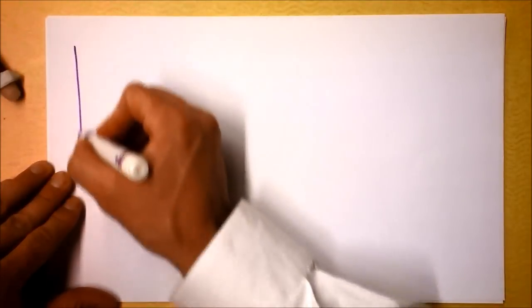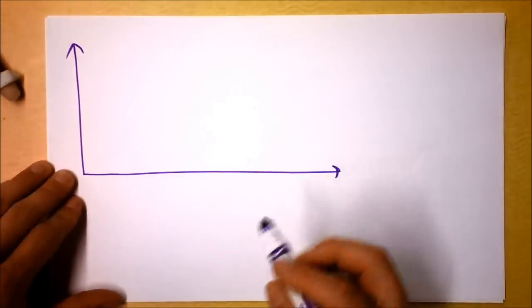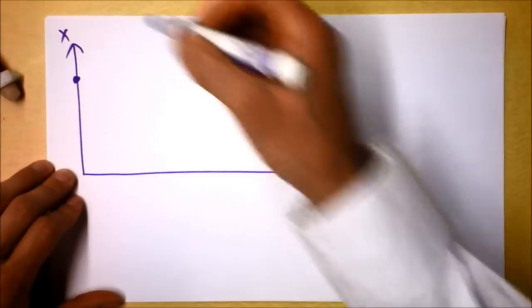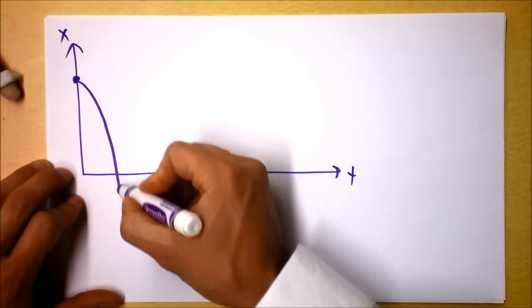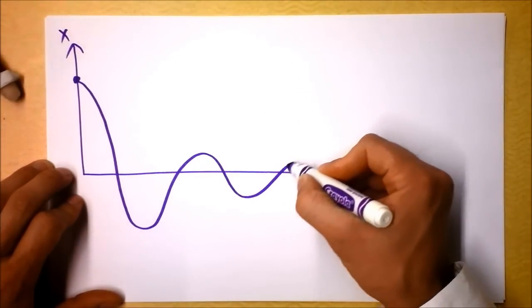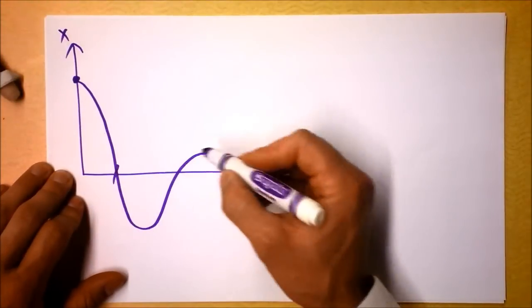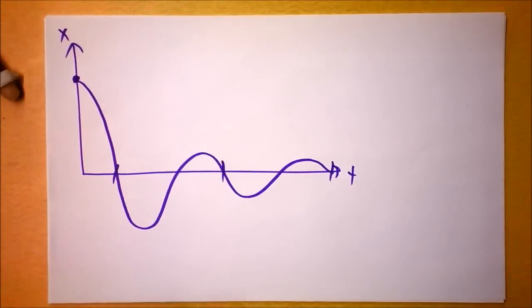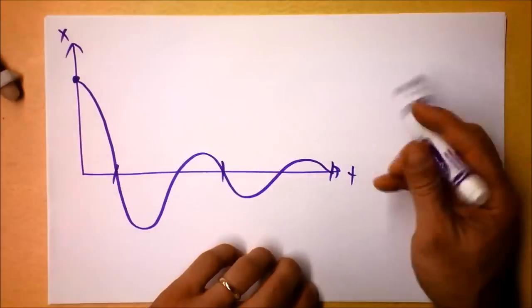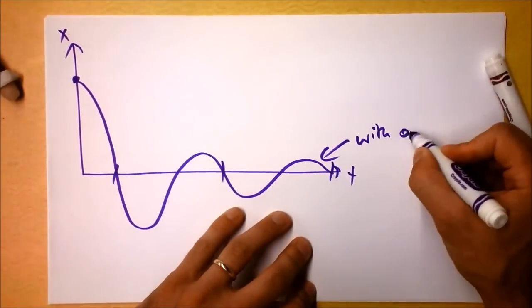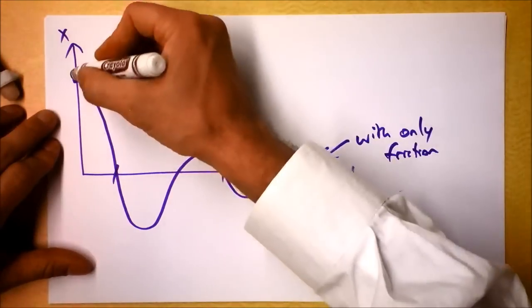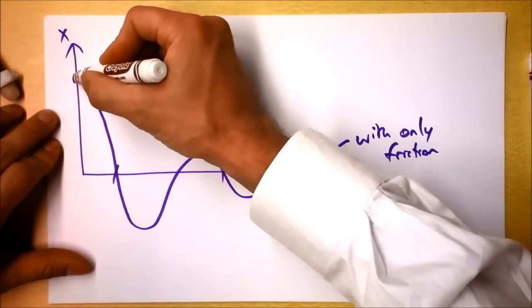If we're pushing and there's friction, then we could draw a graph of, typically with friction, if I'm talking about position and time, it's going to be doing something like this, right? Notice that the period's not changing here. This time to that time is the same as that time to that time. Bink, bink. Period's the same, but the amplitude's dramatically increasing. This would be with only friction.